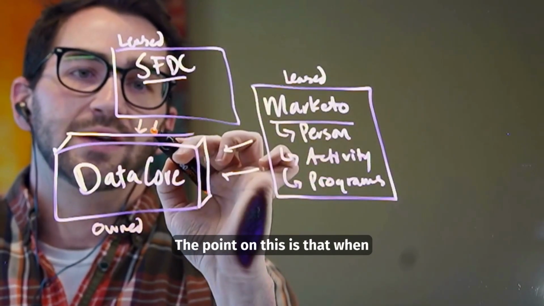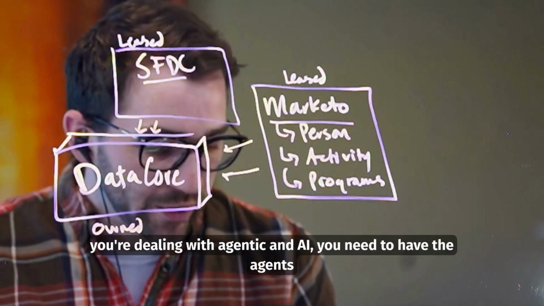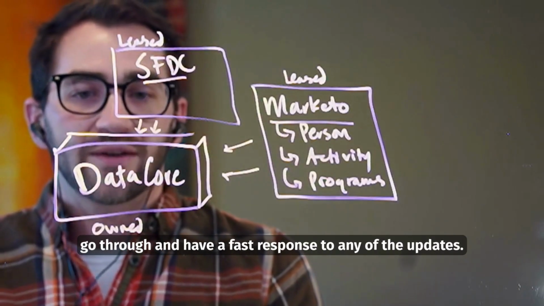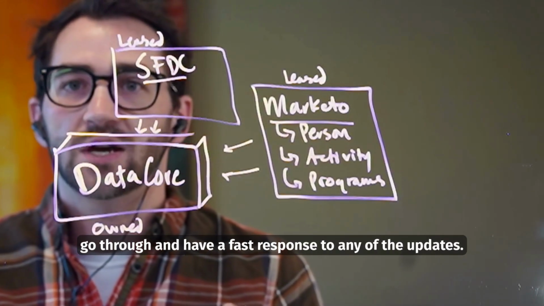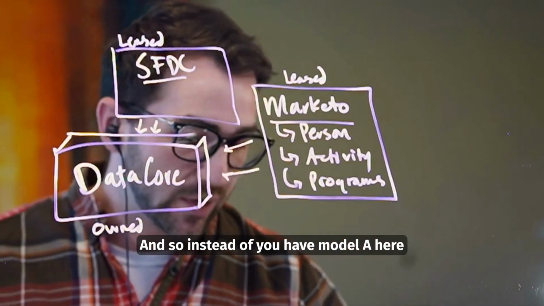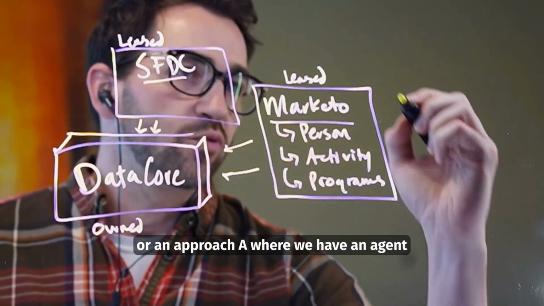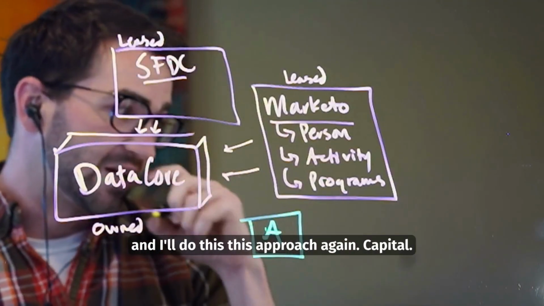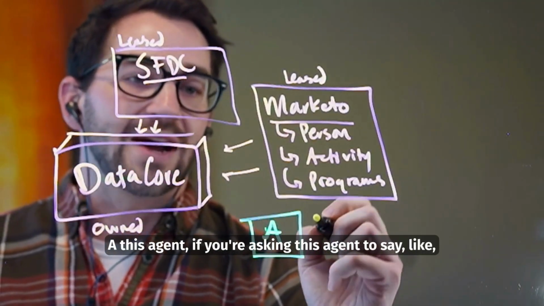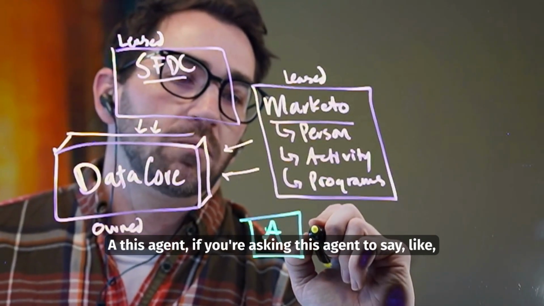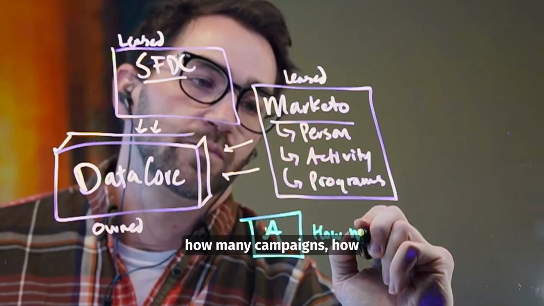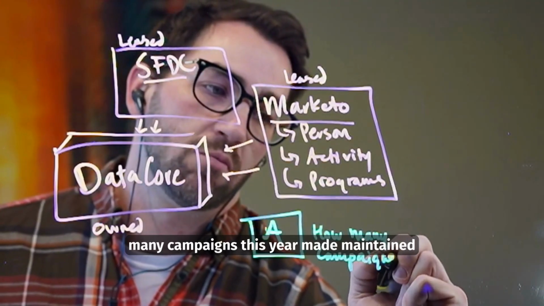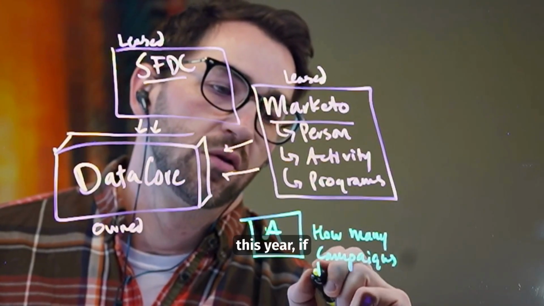When you're dealing with agentic AI, you need to have the agents go through and have a fast response to any of the updates. So instead of, we have approach A, where we have an agent, and you're asking this agent something like, how many campaigns were maintained this year?